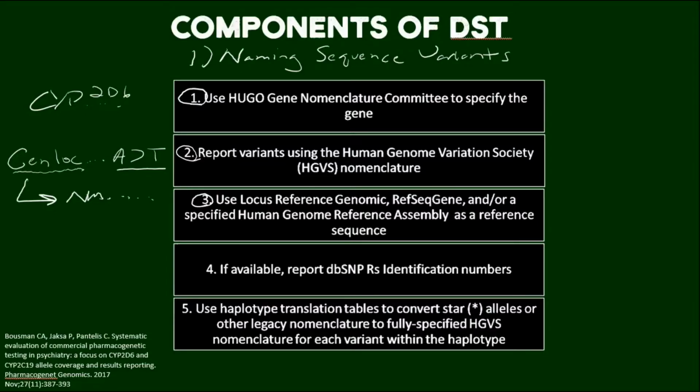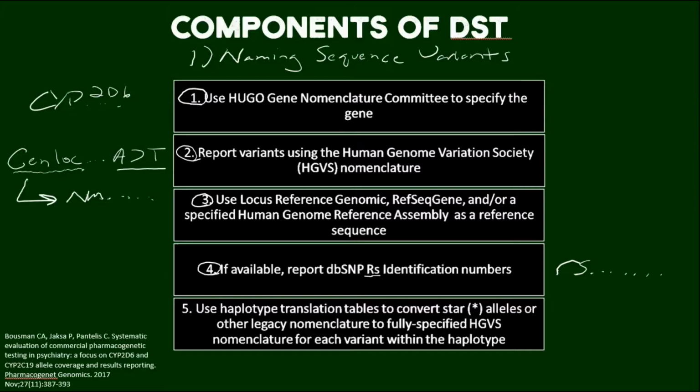The fourth is, if available, to report the dbSNP reference SNP identification number, or RSID. This is a really useful number because you can search it in databases, you can do general searches on the internet, and you can do searches in PubMed or Medline. What this looks like is RS followed by a series of numbers, and it is specific to a given variant within the genome. Not all variants have this, but most of them do now.